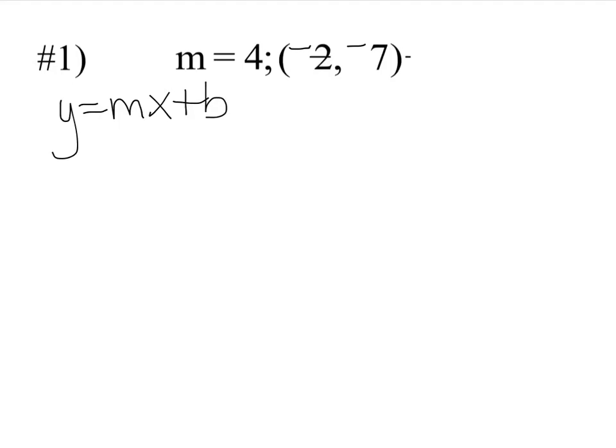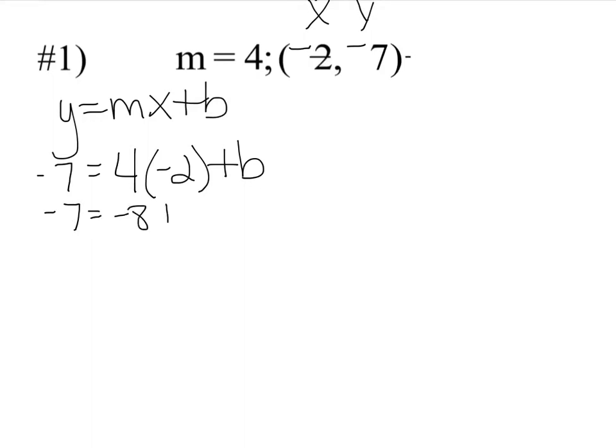Now there's two different ways you can do this. You can plug in x and y. So I'm going to plug in -7 for y. Your slope is 4, and then for x I'm going to plug in -2, and then I'm going to solve for b. So this gives me -7 equals -8 plus b. Add 8 to both sides, and b is equal to 1.